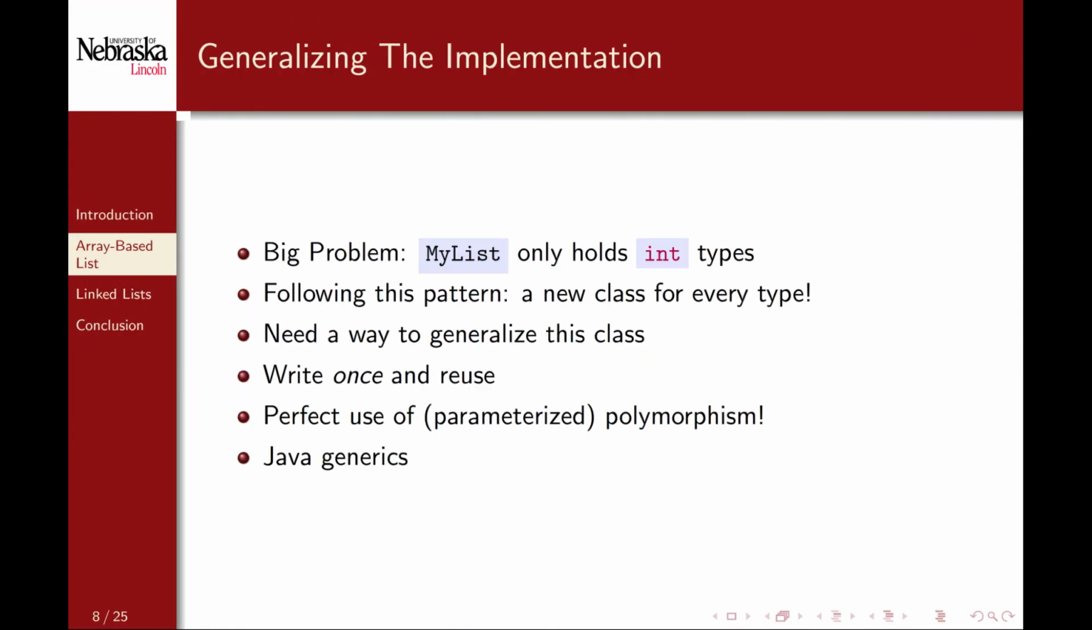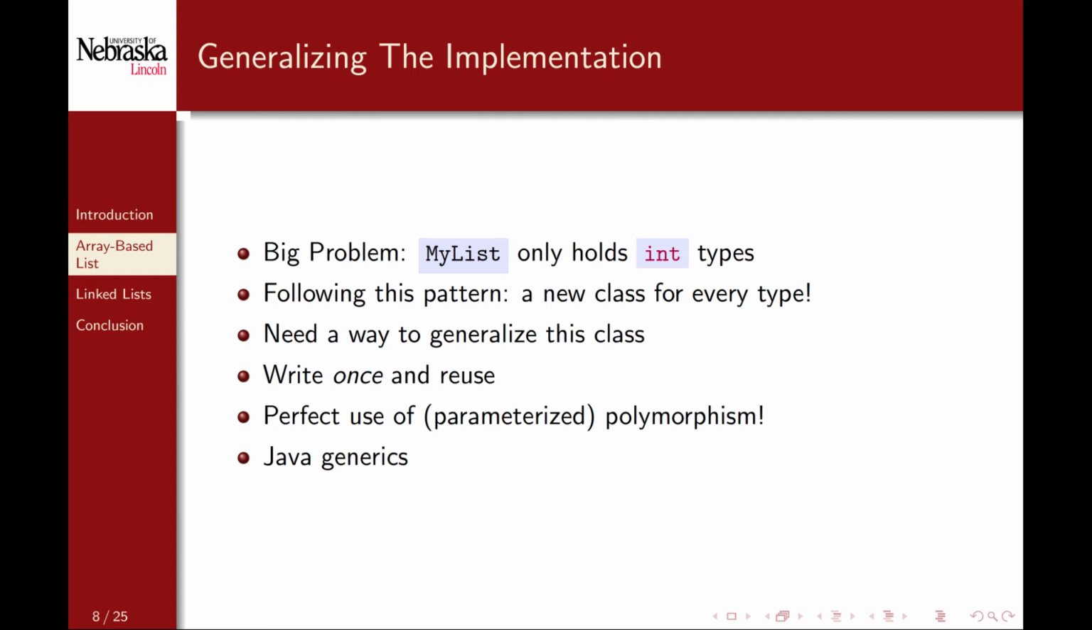There's still a major problem with this implementation, namely that this list can only hold integers. If we wanted a list to hold doubles or strings or some other user-defined type like a person class, we would need to essentially repeat the implementation for each type that we wanted to use it on. This is not an ideal solution. Instead, we want to be able to write one implementation that solves this problem for any type of list.